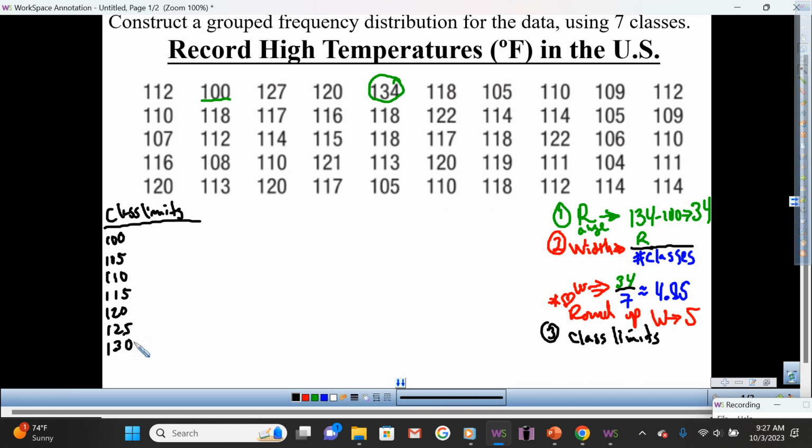Are those 7 classes? Let's see. 1, 2, 3, 4, 5, 6, 7. Yes. But my limit for the first one starts at 100. If the second one starts at 105, that means the first one has to go to 104. That is correct. That means the second one goes to 109. The next one, 114. The next one, 119. The next one, 124. The next one, 129. And the next one, 134.